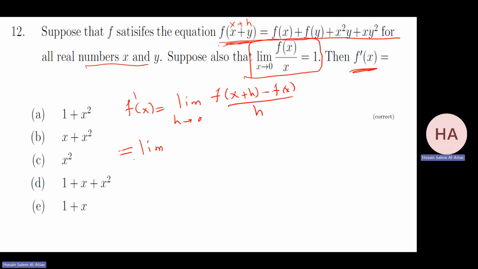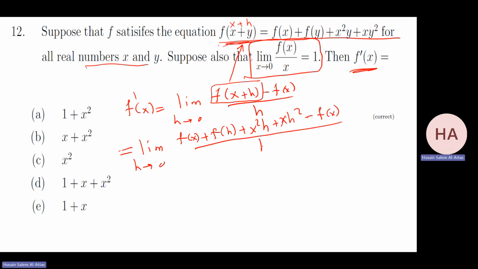You'll get the answer. The limit goes to 0. What is f of x plus h? Substitute there. So instead of x, x will be the same. Y will make it h. So that will be f of x plus f of h plus x squared h plus h plus x h squared. Instead of y, I make it h, minus f of x over h.